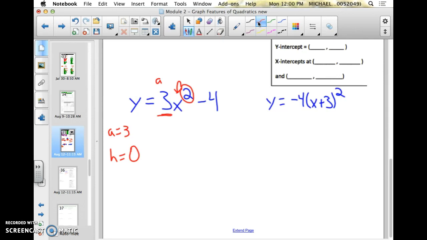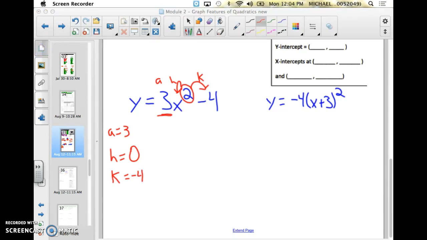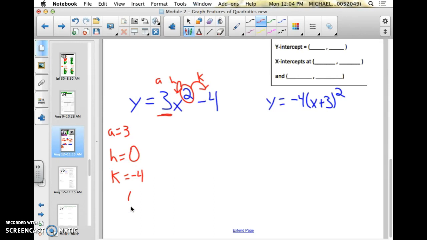So that's one of the special situations. If you see something where there's no quantity, you assume the h value is 0, and then the k value is to the right. So this is the h. To the right, the k value is negative 4. So the vertex in this example is 0, negative 4.